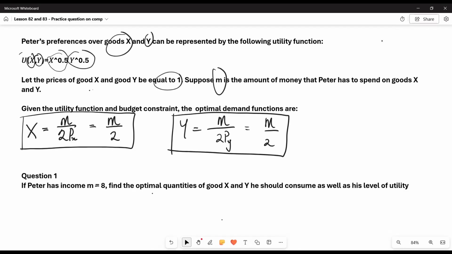Given this utility function and budget constraint, the optimal demand functions can be represented as these two functions. We have looked at how to derive these demand functions extensively when we were looking at consumer choice. The demand function for good X is M, which is the income, divided by 2 multiplied by the price of good X. Now, since the price of good X is 1, this reduces to M divided by 2, and similarly for Y. We are going to use these two demand functions to answer questions on compensating and equivalent variations.